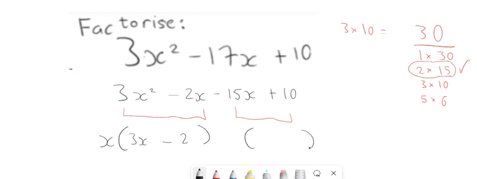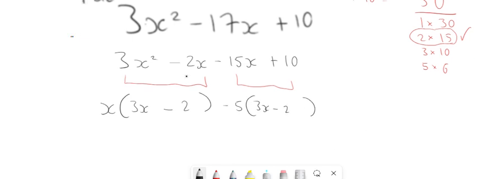And then for the next one, I can take out minus 5 from both, because 5 divides into 15 and it divides into 10, and I'm left with 3x minus 2 in the middle as well. Then I can take the two bits that are outside the bracket, so the x and the minus 5, and put them into one bracket like that, and the other bracket is the 3x minus 2, and that's it, fully factorized.